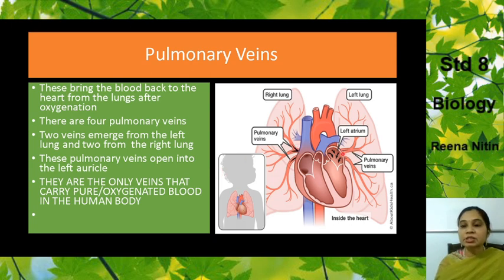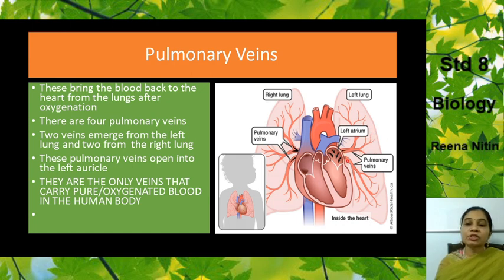As you can see, these branches here, two branches here and two branches here, are the pulmonary veins. They are carrying the pure blood from the lungs. After purification, they carry it back to the heart for supply to the various parts of your body. Because you have two lungs, there are two branches for each of the lungs. You have a right lung and a left lung.